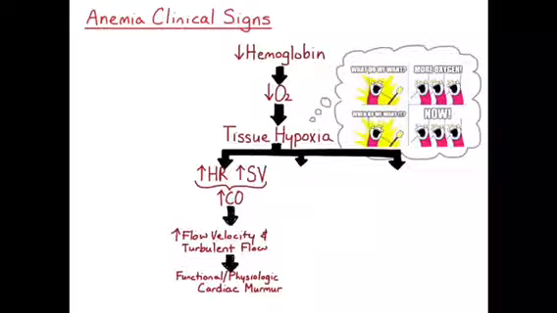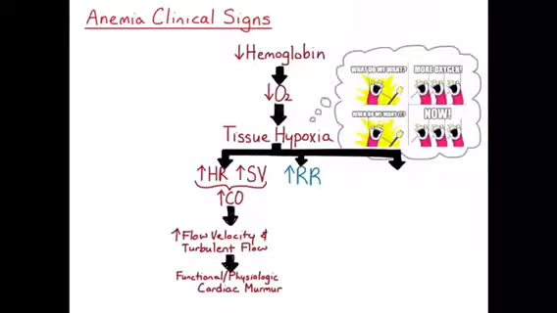A second compensatory mechanism is that the animal can increase their respiratory rate. This is known as tachypnea. When there's an increased respiratory rate, there's increased oxygen flow to the lungs and then to the blood.